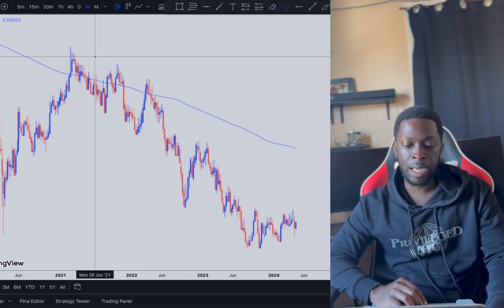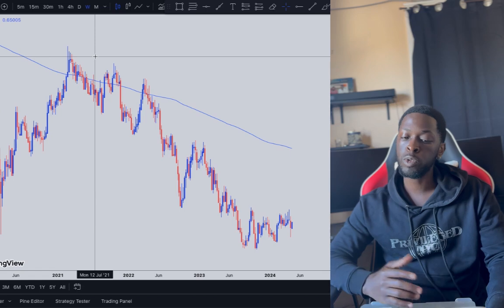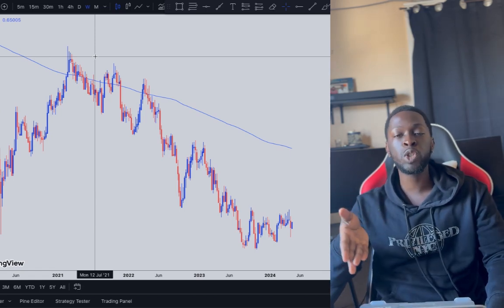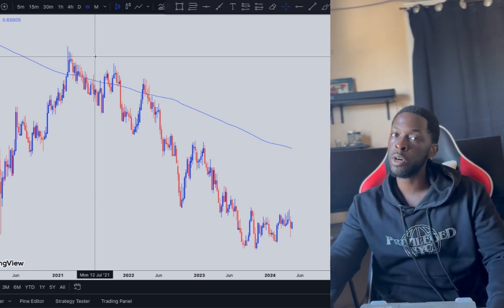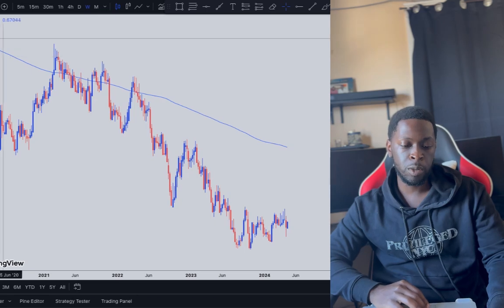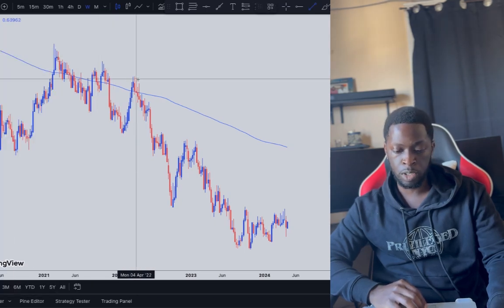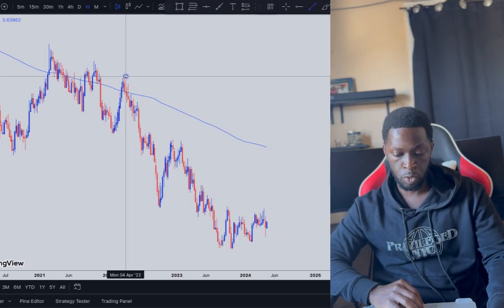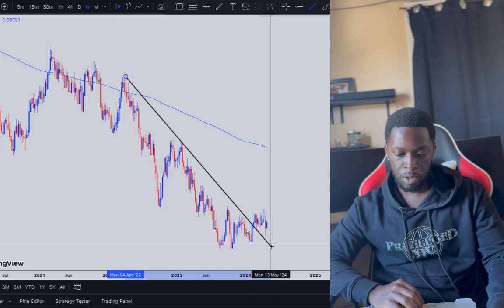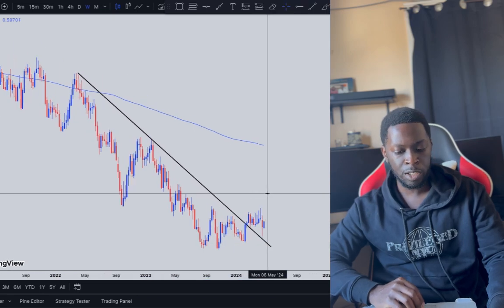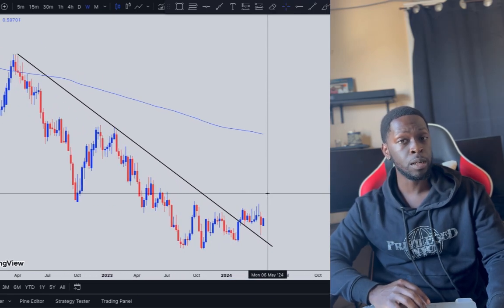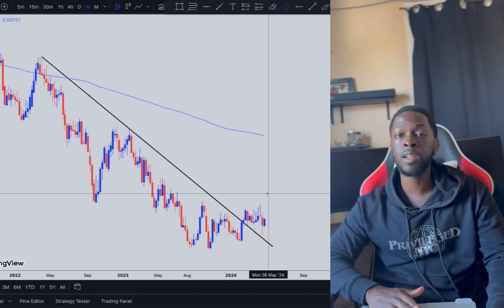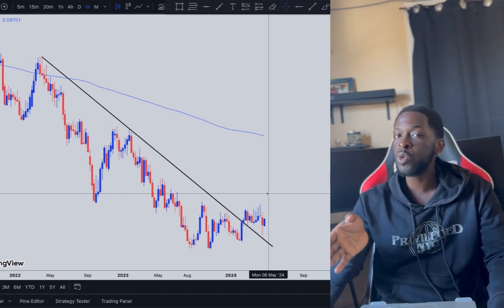So we start from the weekly time frame. Like I said before, we always start from the weekly. You want to figure out the trend. Which way is the market heading? As you can see, we're currently in a humongous downtrend. But if you pay close attention, you can see something is happening. That downtrend seems to be coming to an end.